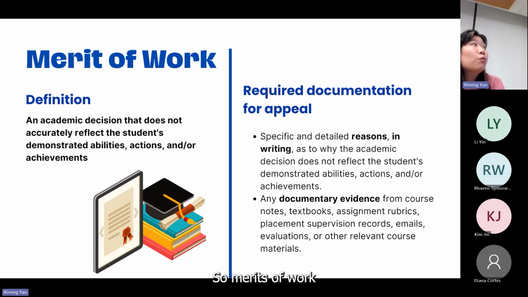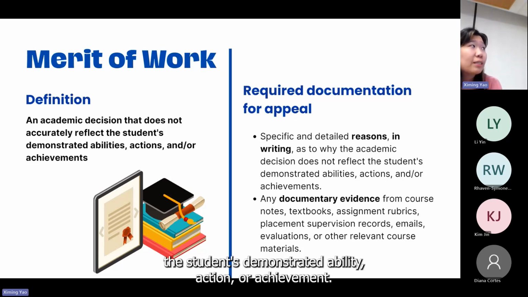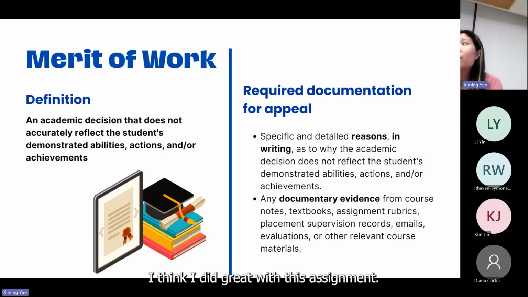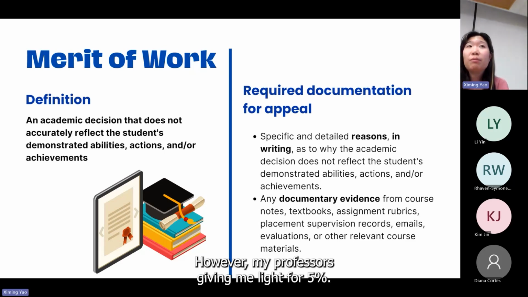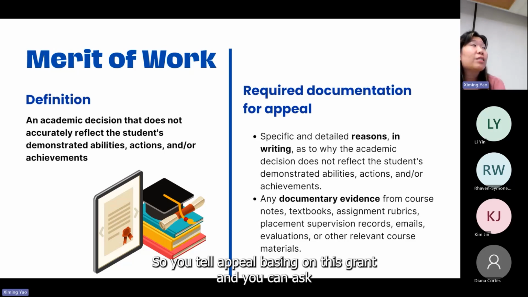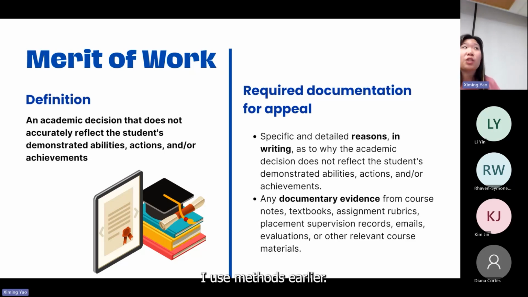So merit of work is an academic decision that does not accurately reflect the student's demonstrated ability, action, or achievement. This happens very commonly, as students come to us saying, I think I did great with this assignment, however my professor is giving me like 45%. What happens? You can appeal based on this ground, and you can ask your professor to reevaluate the same work that you submitted earlier.